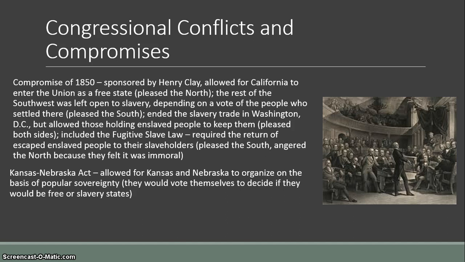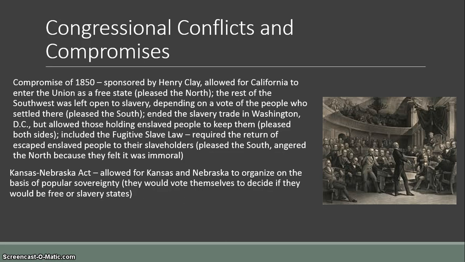The Compromise of 1850, also supported by this guy, Clay. He was doing tons of work. He single-handedly kept us out of a civil war before 1865. And the Compromise of 1850, right after the Mexican-American War, allowed California to enter the Union as a free state. But like we talked about earlier, you had to have that balance. Some other thing has to come in for the South.